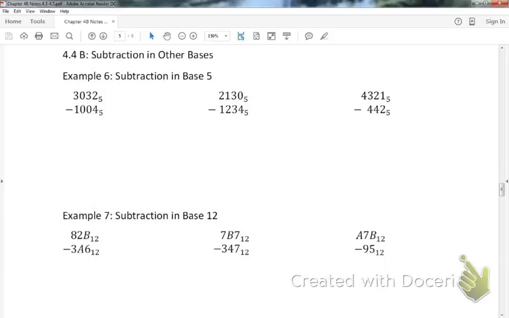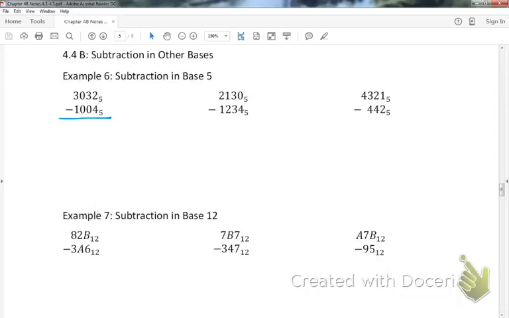It is very similar to subtraction in base 10 in that if the bottom number can be subtracted from the top number, then we simply do that. If it is not enough, then we're going to be borrowing from the next column over. The borrowing is where things get a little bit different though. So in this first example, we have 3032 in base 5 and we're subtracting 1004 in base 5.